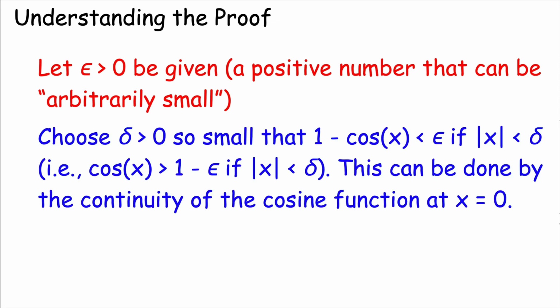Next, choose a positive number delta so small that 1 minus cosine of x is less than the given epsilon if the absolute value of x is less than delta. In other words, if x is within delta units of 0. This is equivalent to cosine of x being bigger than 1 minus epsilon if the absolute value of x is less than delta. Why can this be done? It can be done because of the continuity of the cosine function at x equals 0, plus the fact that cosine of 0 is 1. We can make cosine of x as close as we like to 1 by taking x sufficiently close to 0.